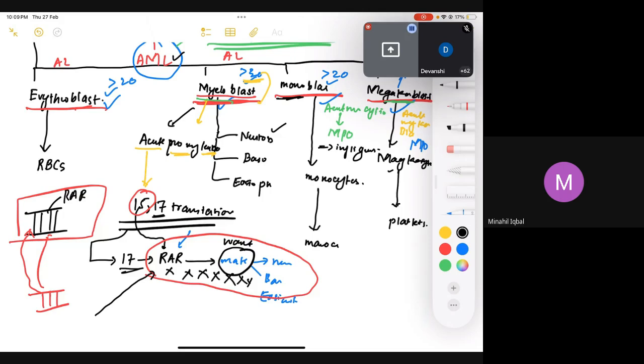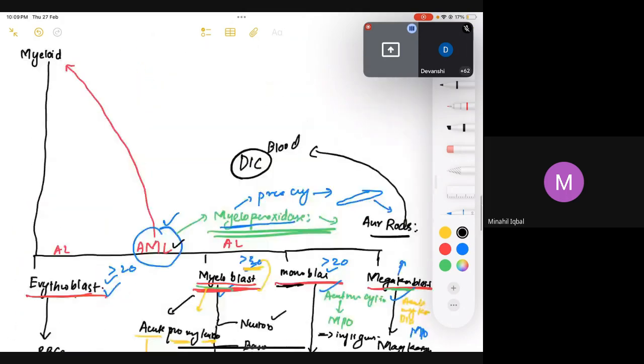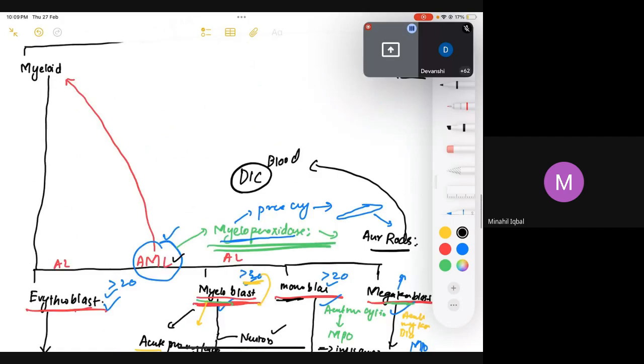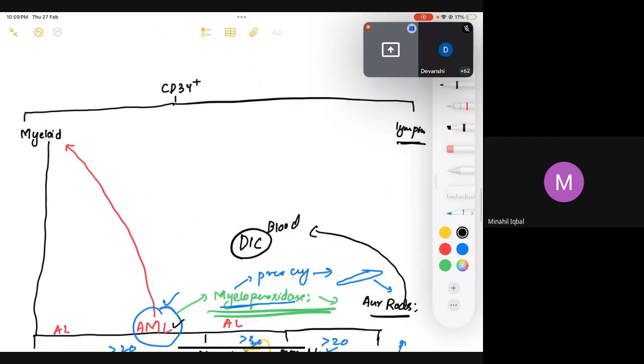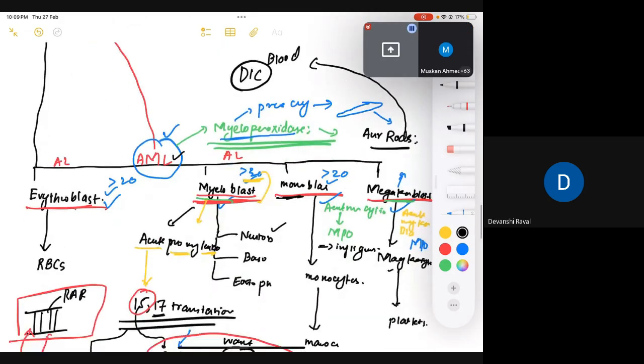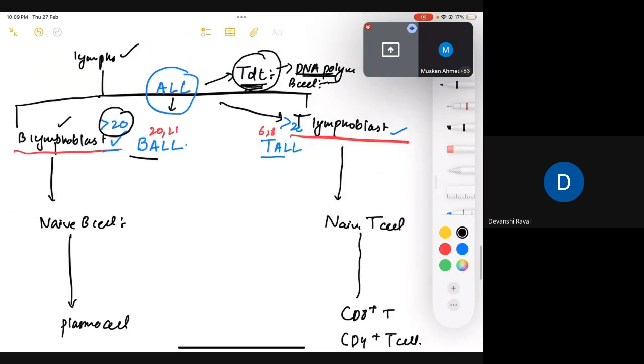Okay, so that was all the information you need for AML. Let me just repeat it one more time. If you guys have any questions, you can ask me. We discussed we have two lineages, myeloid and lymphoid, with CD34. From the myeloid lineage, we have erythroblast, myeloblast, monoblast, megakaryoblast. And from the lymphoid lineage, we have B lymphoblast and T lymphoblast.